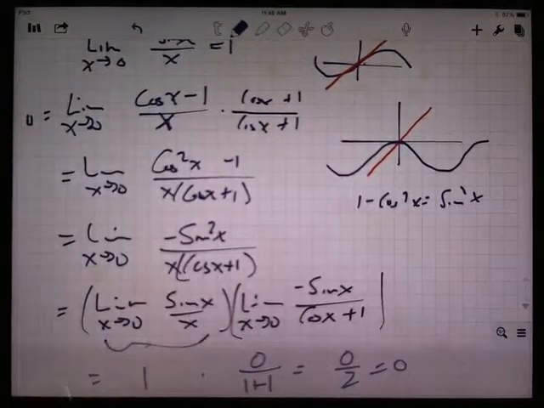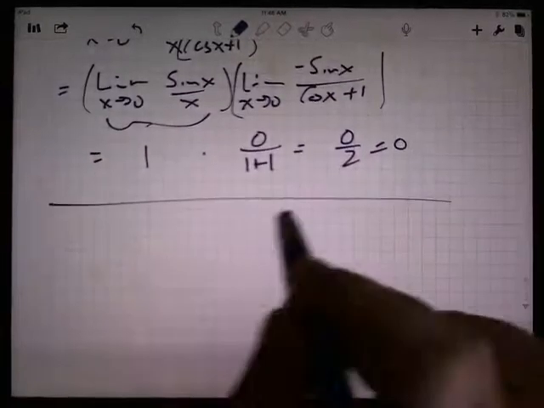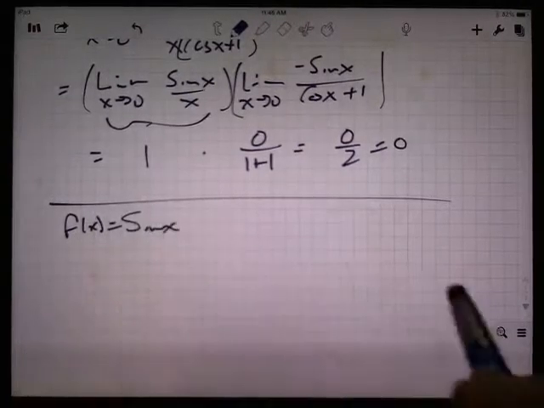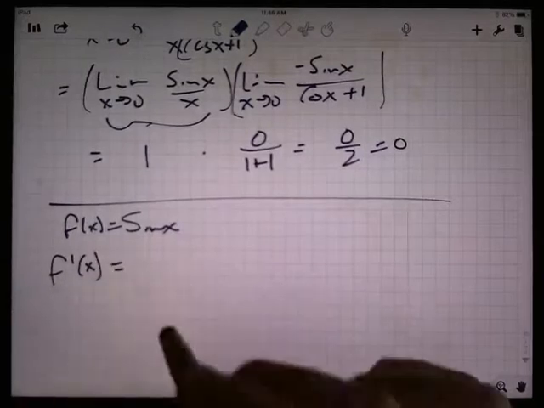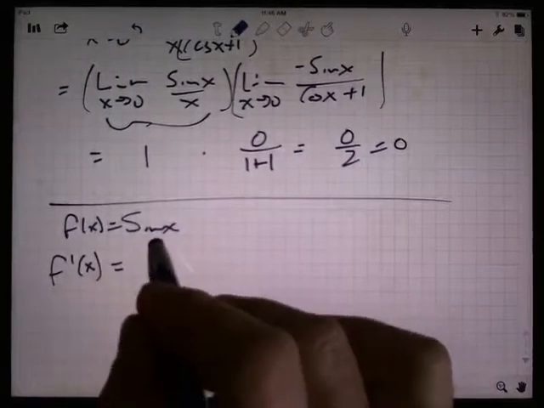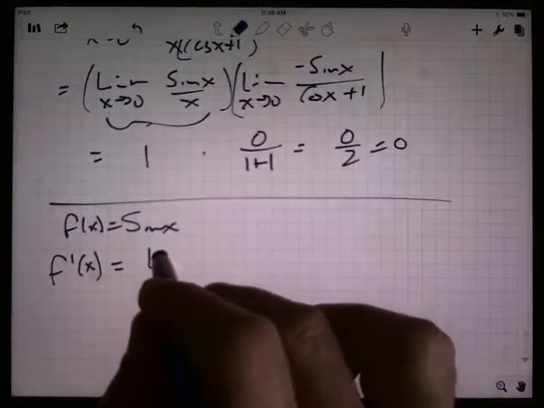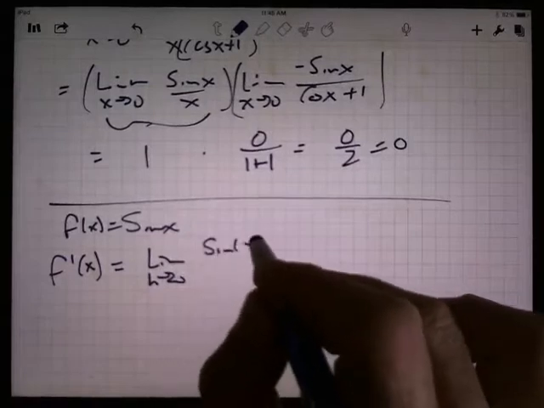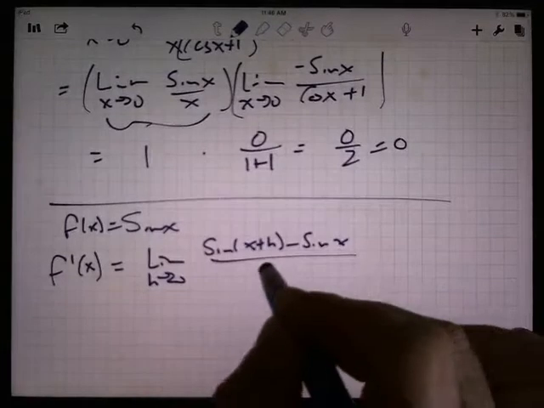Okay. Now, let's use that to find the derivative of the sine. So I've got f of x equals sine x. And what I want to do is look at f prime of x. I want to take the derivative. I'll use the definition because I don't have a shortcut rule yet. I'm going to create one right now. So I'm going to look at the limit as h goes to 0 of the sine of x plus h minus the sine of x all over h.